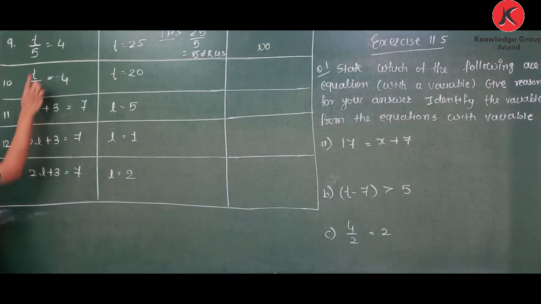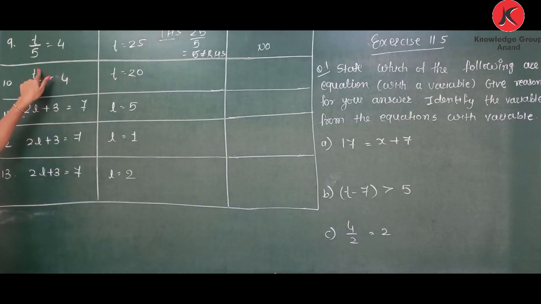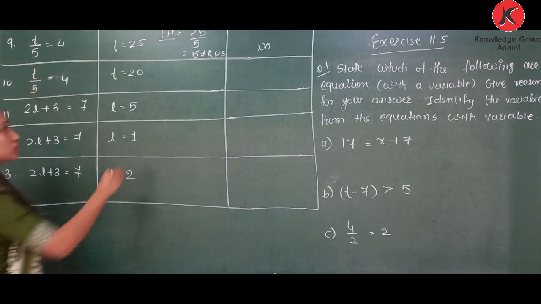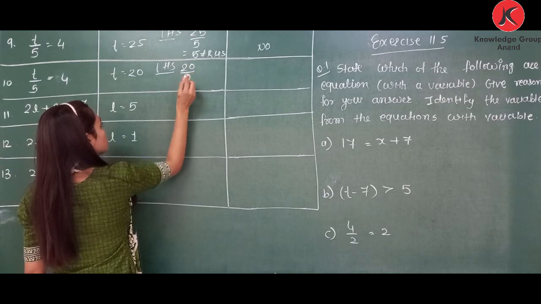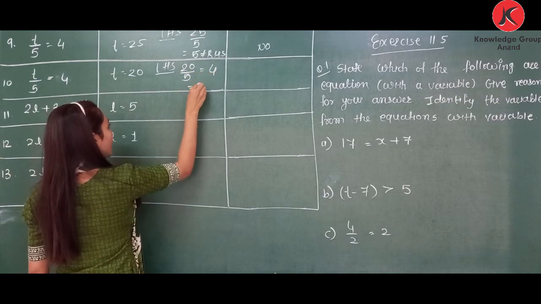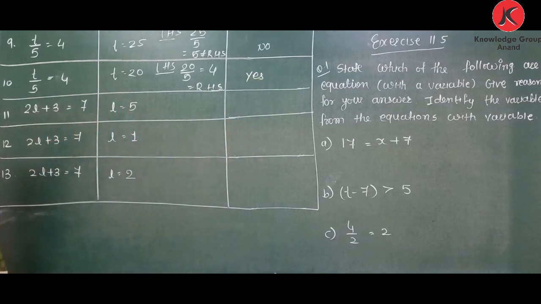For the next one, t by 5 is equal to 4. We need to write the value of t as 20. So left hand side is 20 by 5. So that will give 4. It is equal to right hand side. So yes, it is a solution of the equation.